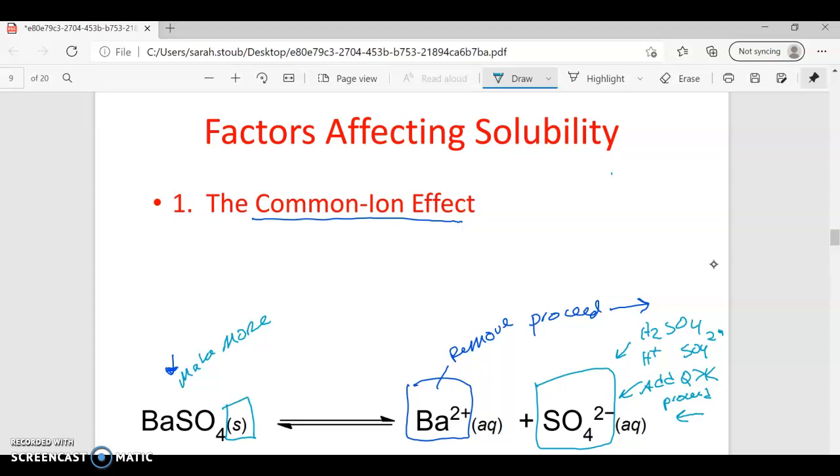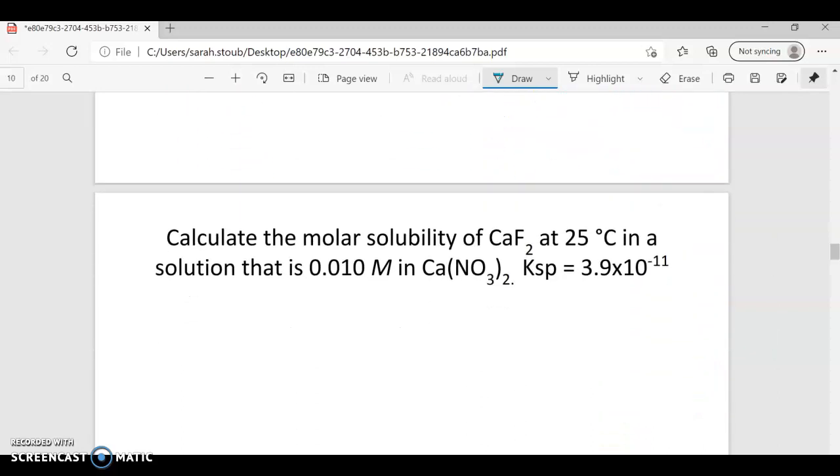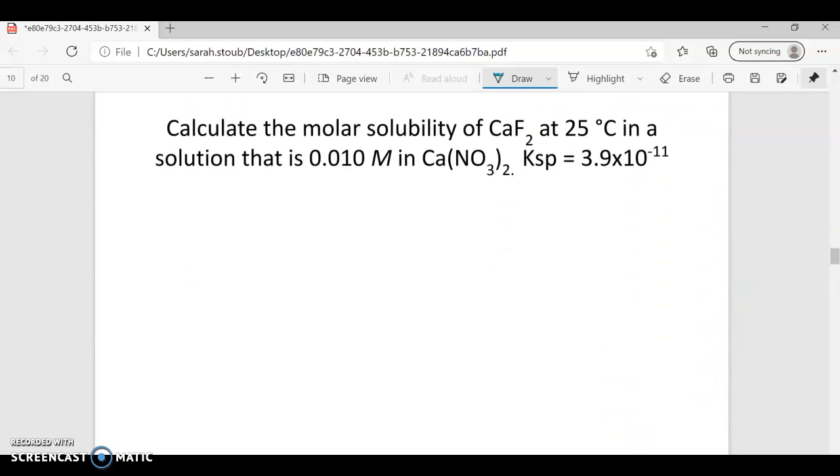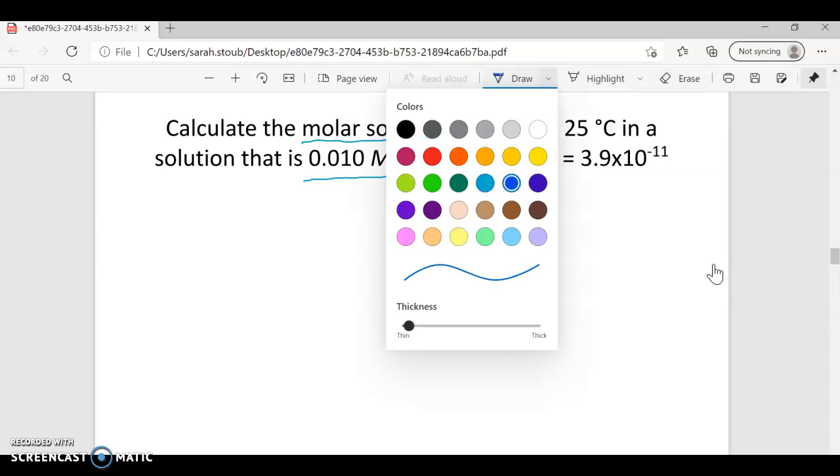So let's take a look at the math part of this whole shifting that was happening in Le Chatelier's principle. I'm going to calculate the molar solubility of CaF2. That's that term again, at 25 degrees Celsius in a solution that's this time 0.01 molar calcium nitrate. So here we go. The first thing I should do is write my KSP expression.